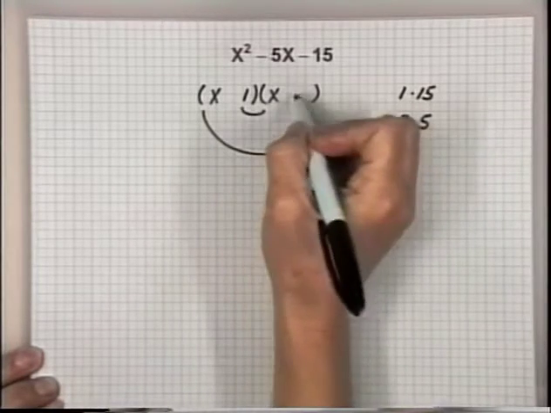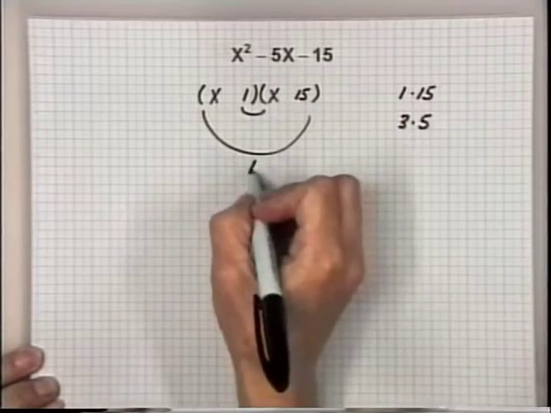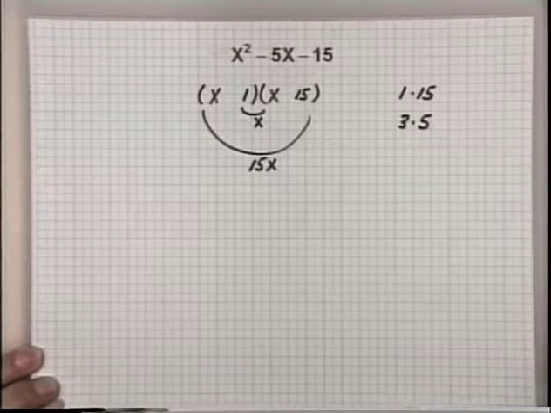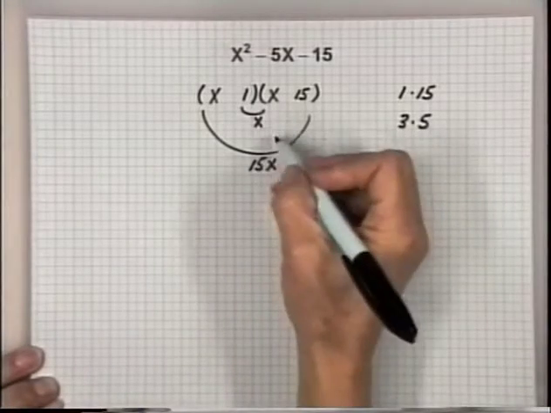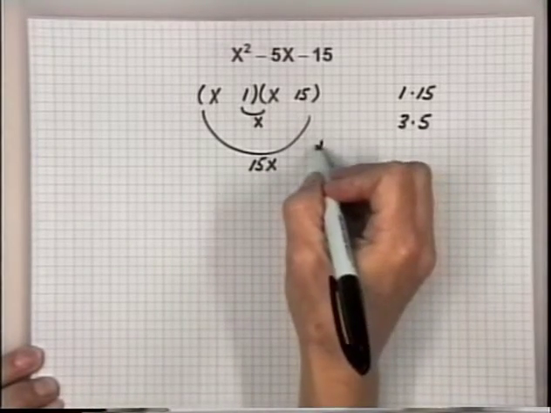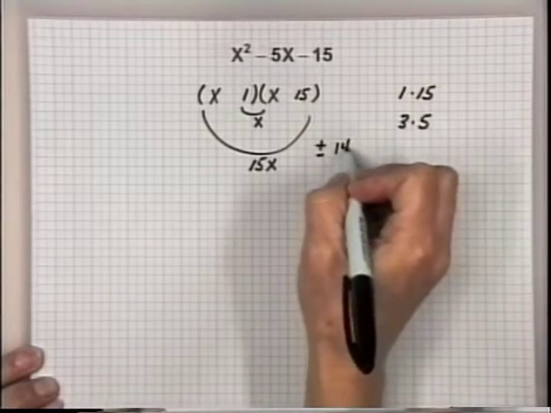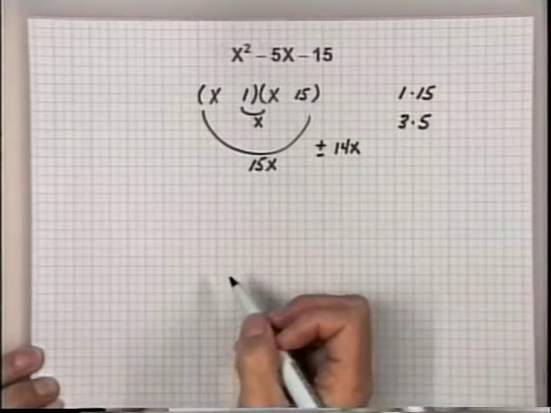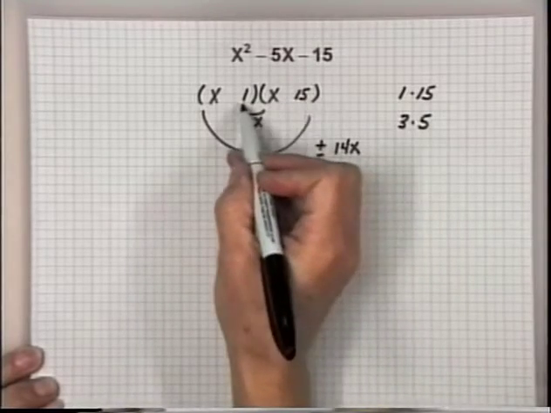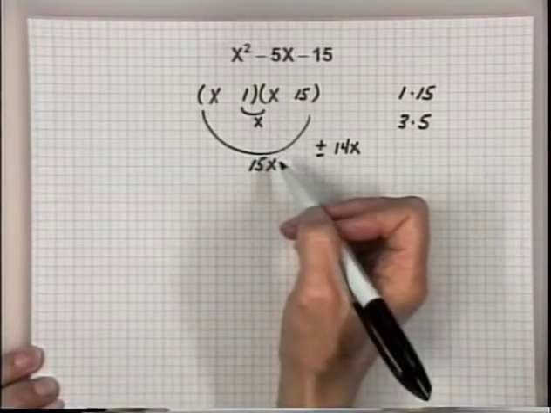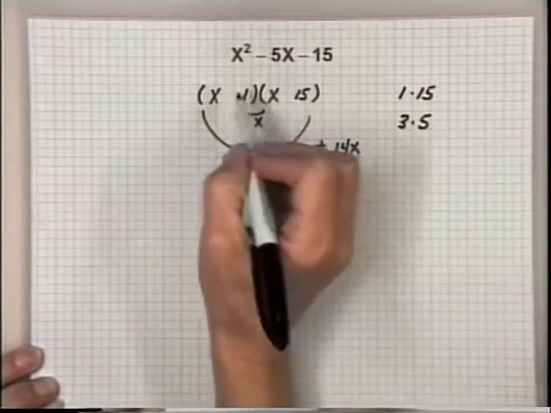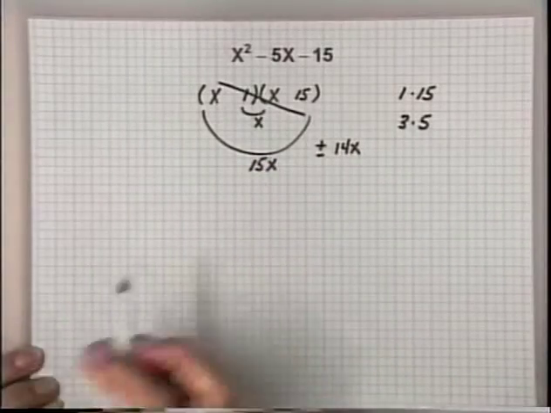If we try the 1 and the 15, having an outside product of 15x and an inside product of 1x, with opposite signs here, I would either have a positive or a negative 14x, which is not negative 5x. Switching positions would not make any difference in terms of what these outside and inside products combined would give us. So this will not work.